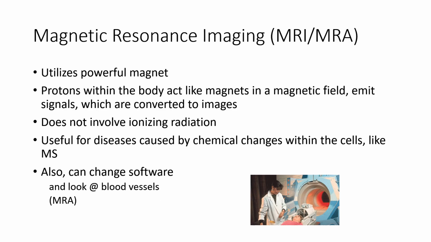We might also use MRI or MRA. MRI and MRA uses a powerful magnet. It does not use radiation, and the process by which it works is that the protons in the body act like magnets. It's a magnetic field, and these emit signals which convert to images. It's very useful for diseases caused by chemical changes within the cells, like multiple sclerosis.